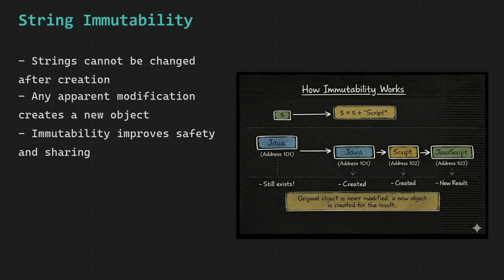First, for security. Strings are used for database passwords and network connections. If they could be changed by another part of the program secretly, it would be a huge security risk. Second, it makes the string constant pool possible. Since many variables point to the same word in the pool, if one variable could change that word, every other variable would see the change too, which would cause total chaos in your code.